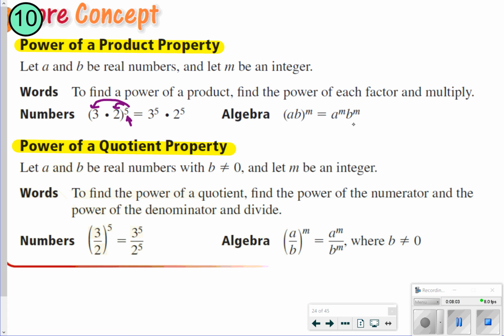Or if you have the algebra expression, the m would be distributed to both the a and the b to get a to the m times b to the m. The same thing is going to be true if you have a quotient or a fraction.